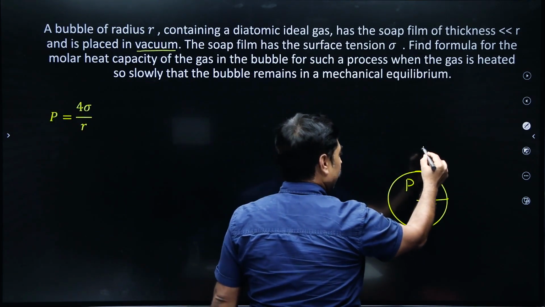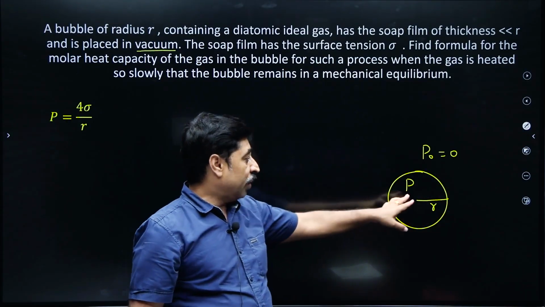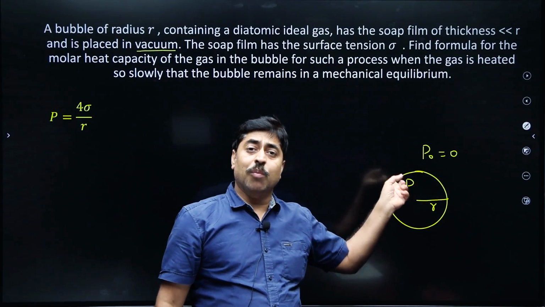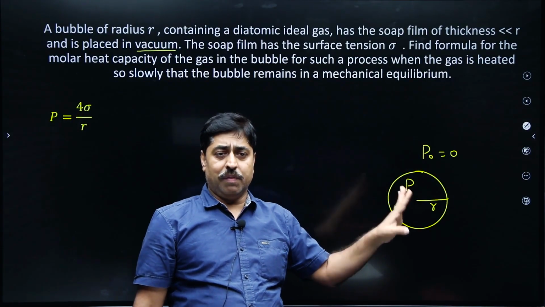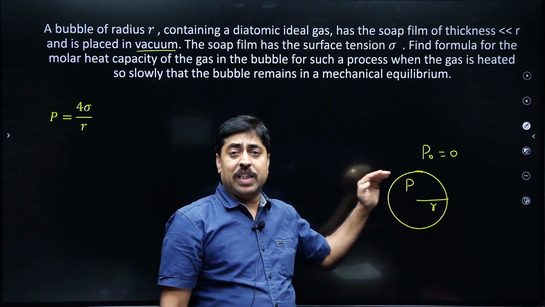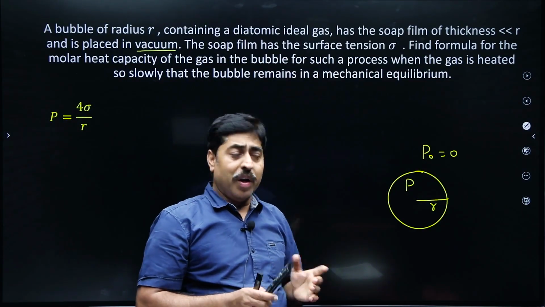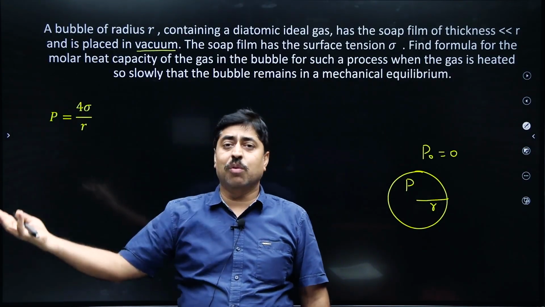Here the outside pressure is 0 because it is vacuum, right. So, the pressure inside the soap bubble is more than the outside pressure by an amount 4 sigma by r, where sigma is the surface tension. I hope all of you know this. So, when the question says that this soap bubble is in mechanical equilibrium, it means this pressure is really this much larger than the outside pressure.